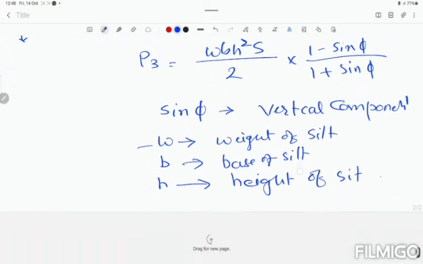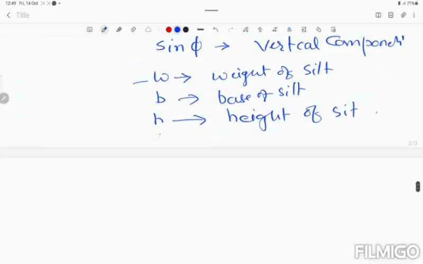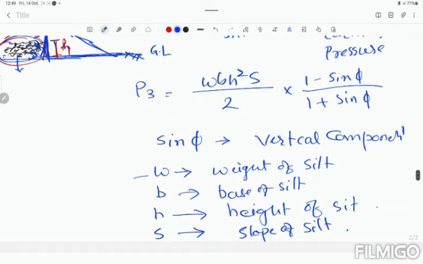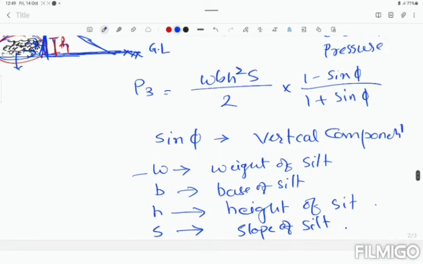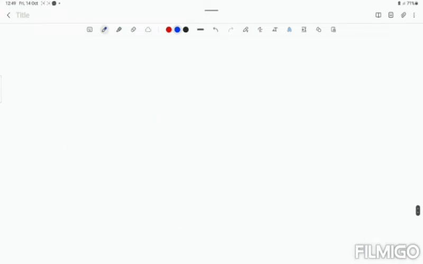Okay, dear friends. Another parameter is S, which is the slope of silt. If we are going to calculate those values, we have to know such values to calculate our silt pressure. And the next pressure is nothing but the uplift force.